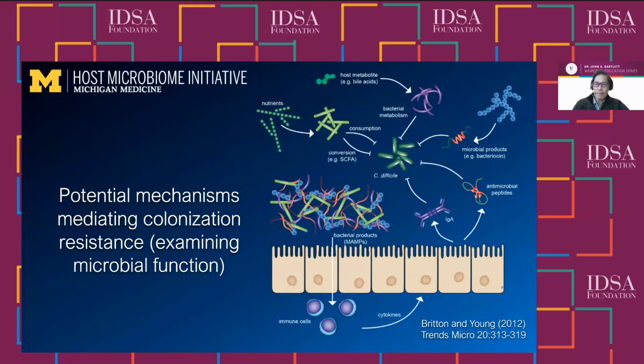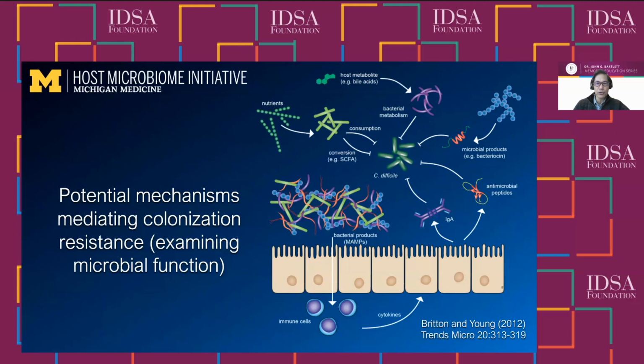So how does this happen? How does transferring microbes actually transfer colonization or restore colonization resistance? There are a number of potential mechanisms. For example, the microbiota can compete for nutrients, perhaps starving C. difficile, or converting them to more toxic metabolites such as short-chain fatty acids, which are shown to be inhibitory to C. difficile. They can modulate host metabolites such as bile acids.